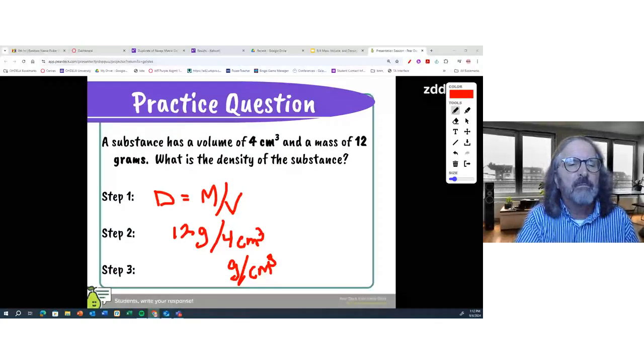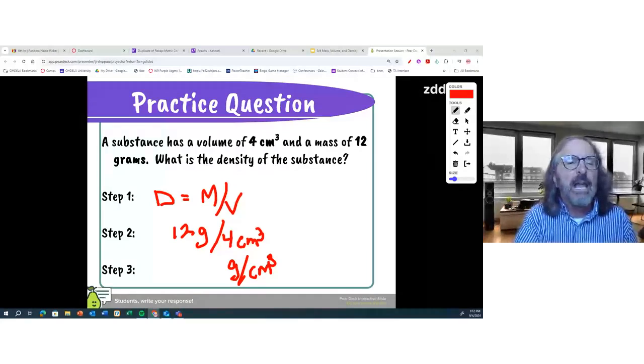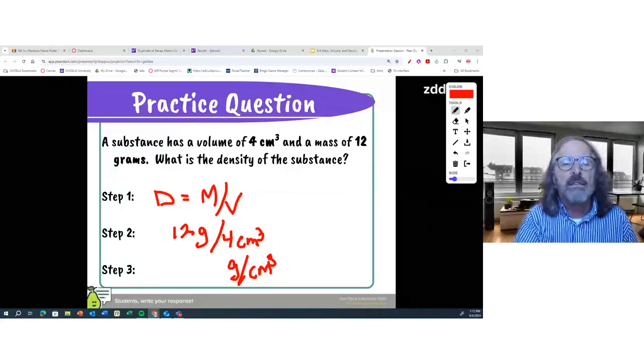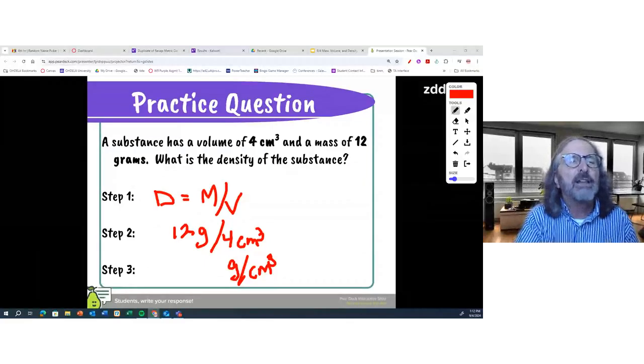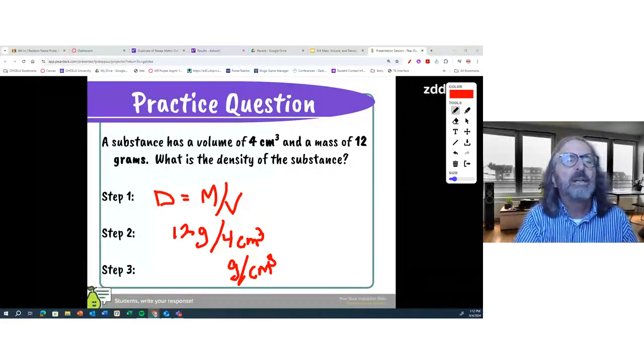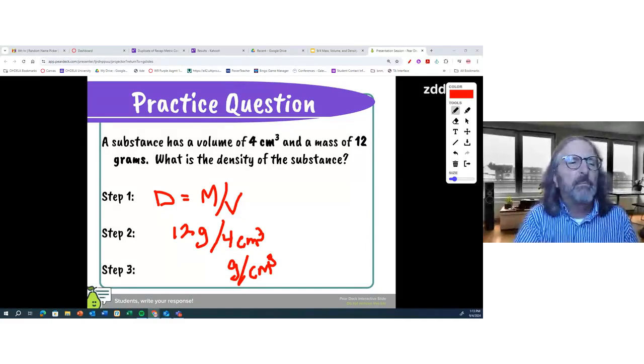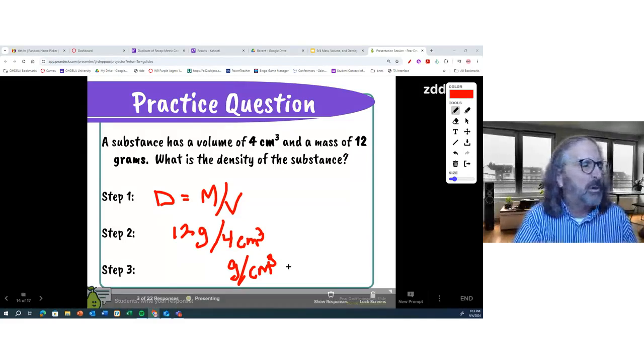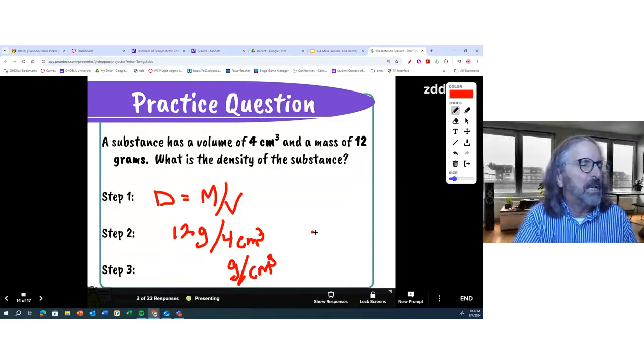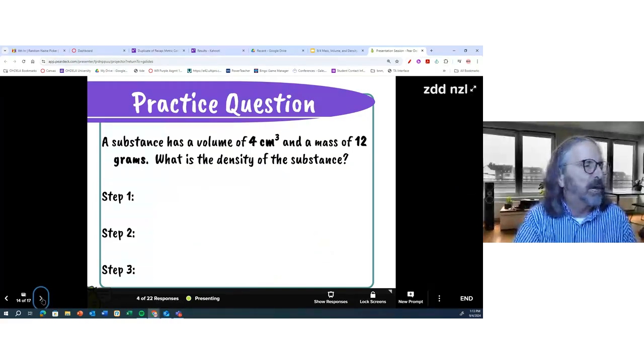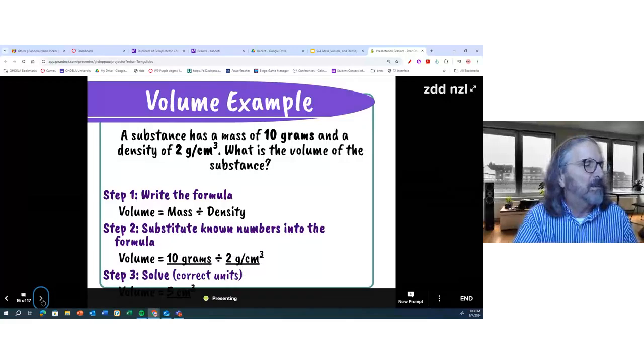All right. Yeah, thanks, Piper. Appreciate it. So take 12 divided by 4. If you can do that, put it in the chat. 12 divided by 4, you should get one number. Thanks, Emma. All right, time's up. Publish the poll. So you should have gotten 3 grams per centimeter cubed. Okay. Right. Let's try another one here.